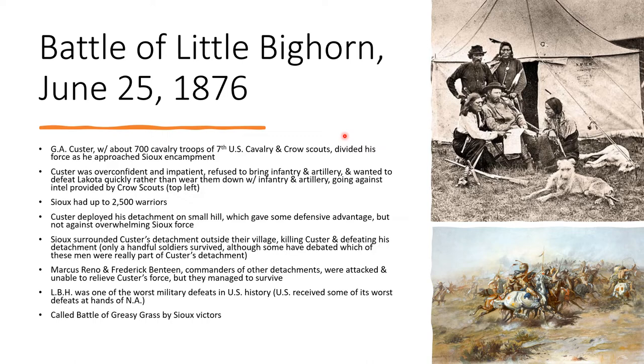Custer would deploy his detachment on a small hill, which gave him some defensive advantage, but not against an overwhelming Sioux force. This is just a couple hundred U.S. cavalry and scouts against over 2,000 Native American warriors. The Sioux surround Custer's detachment outside their village. They kill Custer and they defeat his detachment.